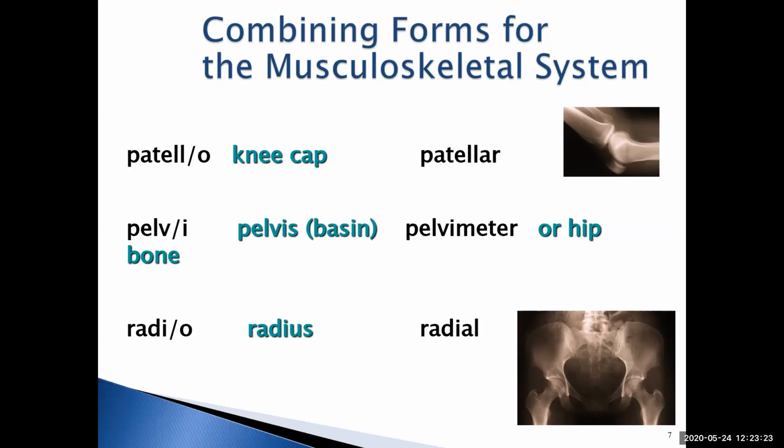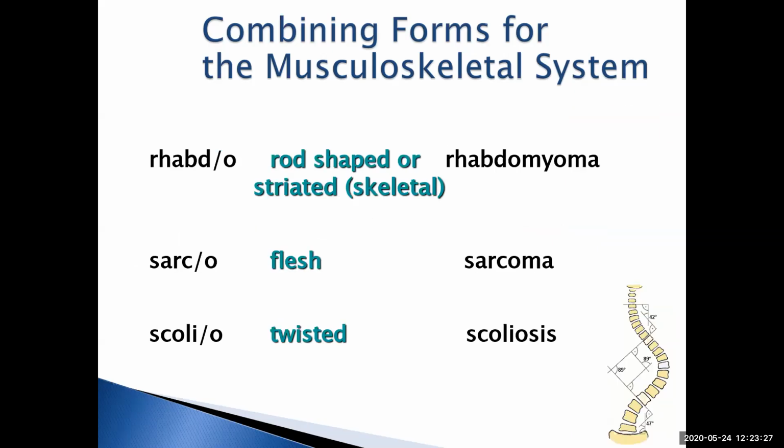Radio is radius, radial. So we're talking about the radius bone. Rhabdo refers to rod-shaped striated skeletal, and that's going to be a rhabdomyoma, referring to muscle that is rod-shaped, and oma would be tumor. Sarco is flesh, so we refer to sarcoma. It's a fleshy tumor. Scolio is twisted, so the scoliosis is where we have a twisting of the spine.